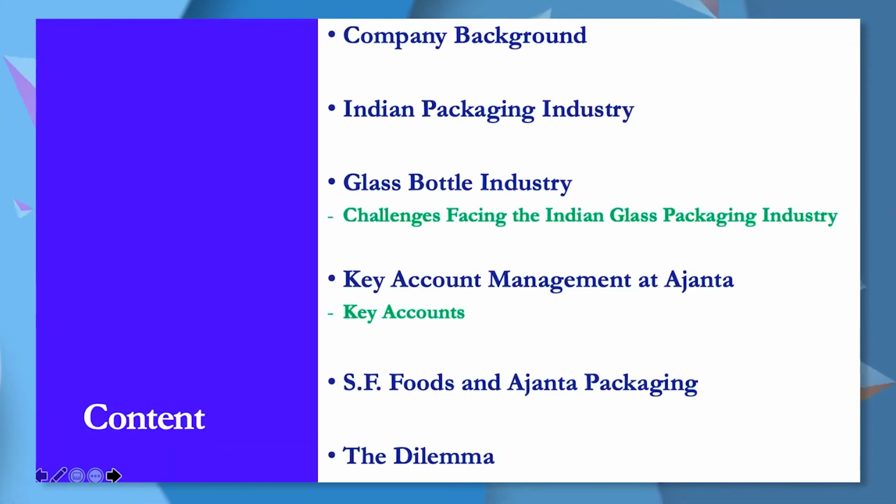We're talking more about the company background, the Indian packaging industry, the glass bottle industry. This case study is more about key account management. So what's happening in this case study? It's like this. Janta Packaging is giving glass bottles to many companies, including Patanjali, Viva, many other pharmaceutical companies, Cavenders. In case you drink their juices, they also have the bottles from Janta Packaging.